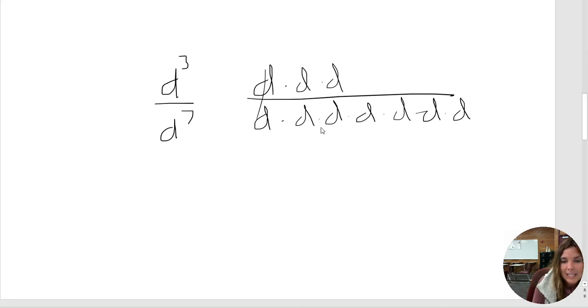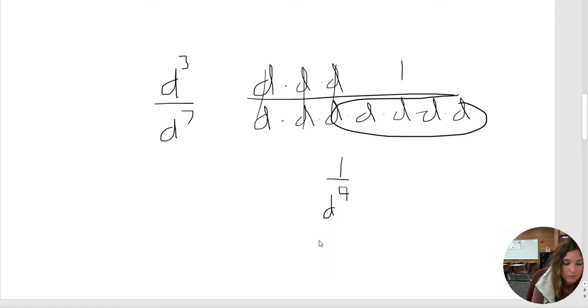This d over d cancels to a 1 over 1. This is a 1 over 1. This is a 1 over 1. So on the top, all we have left is a 1. And on the bottom, we have d to the 4th power. So 1 over d to the 4th. That was your final answer for that one.